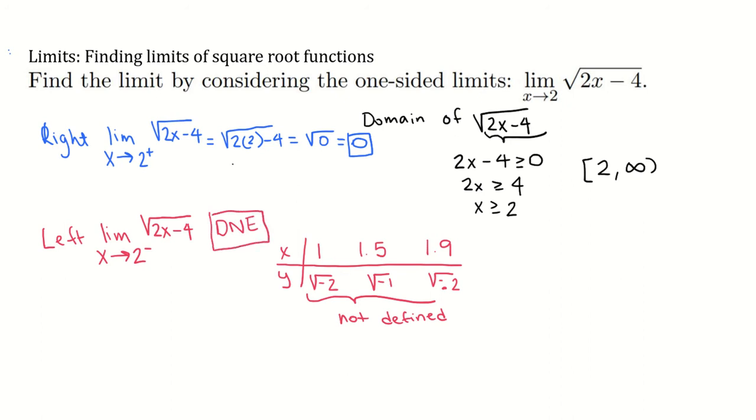Since the limit from the right is 0, but the limit from the left does not exist, that means that the limit, as x goes to 2, of square root of 2x minus 4 does not exist.